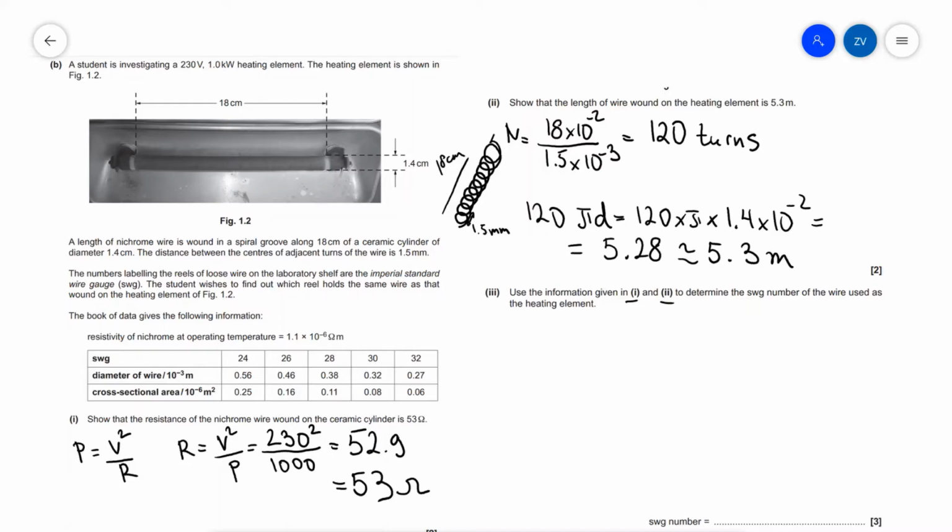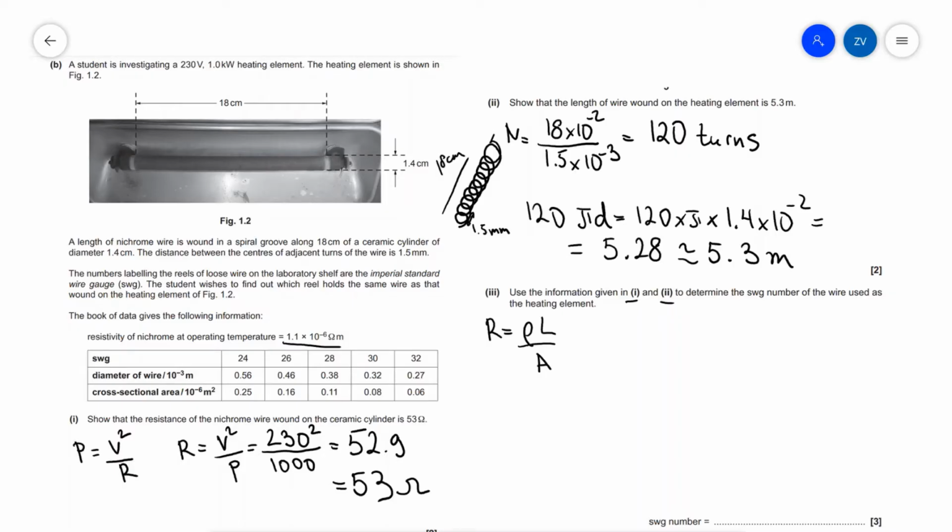Now, the only formula that connects these quantities that we know of is the resistivity equation. So I'm just going to write this down. You're given a formula booklet that resistance is proportional to the resistivity, which is also given in our information over here, multiplied by the length divided by the cross-sectional area.